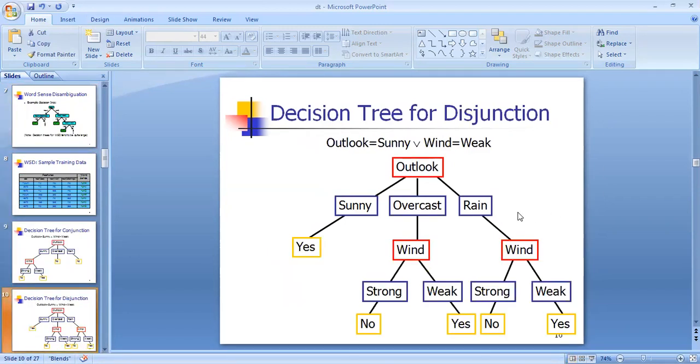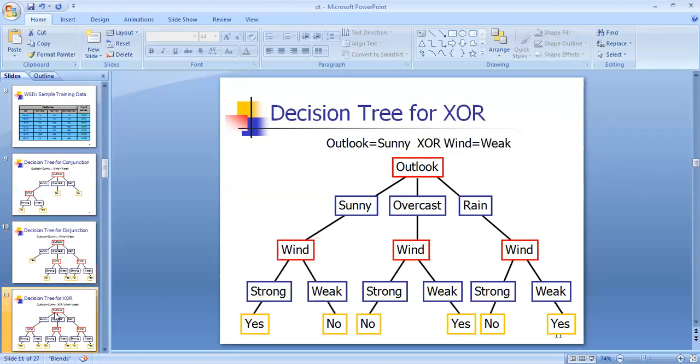Now for another decision tree. Overcast, apart from temperature: when wind is strong, no; when wind is weak, yes. When it is raining and the wind is strong, you can't play. But if it is rainy and the wind is weak, just some drizzling, then you can go for the yes option.